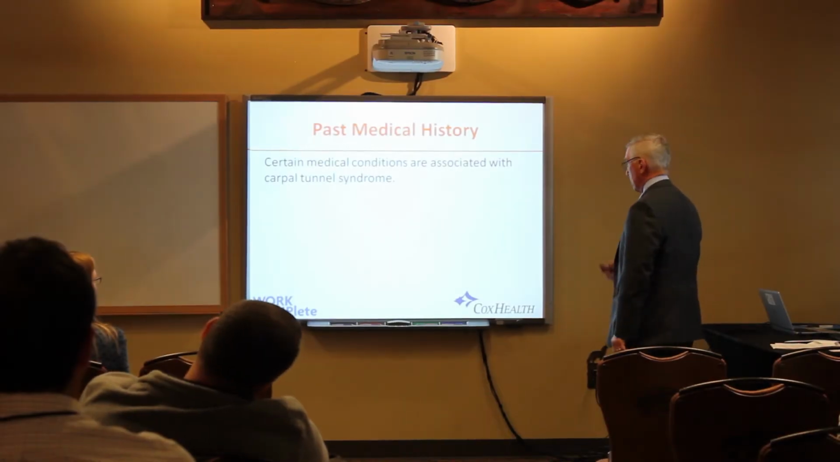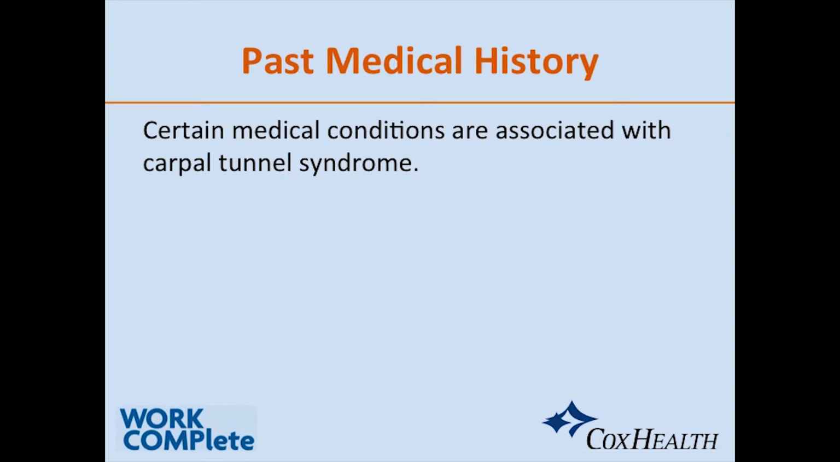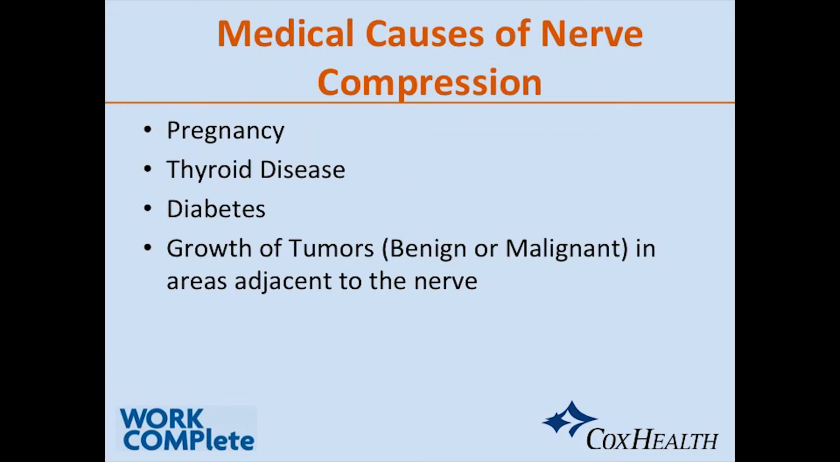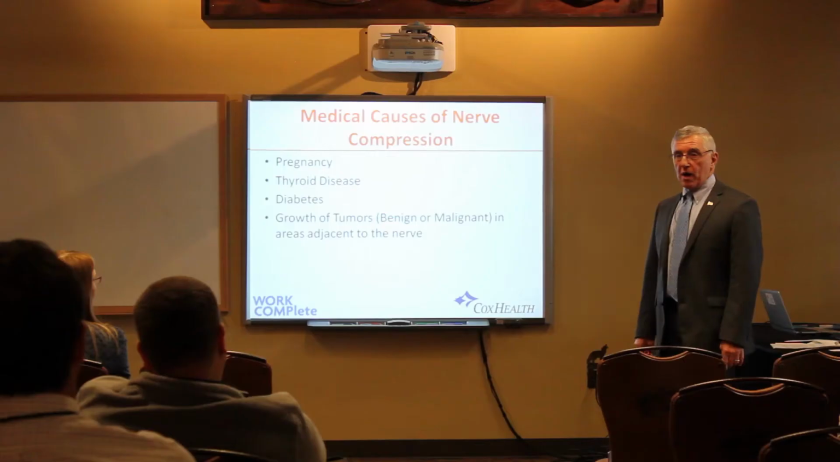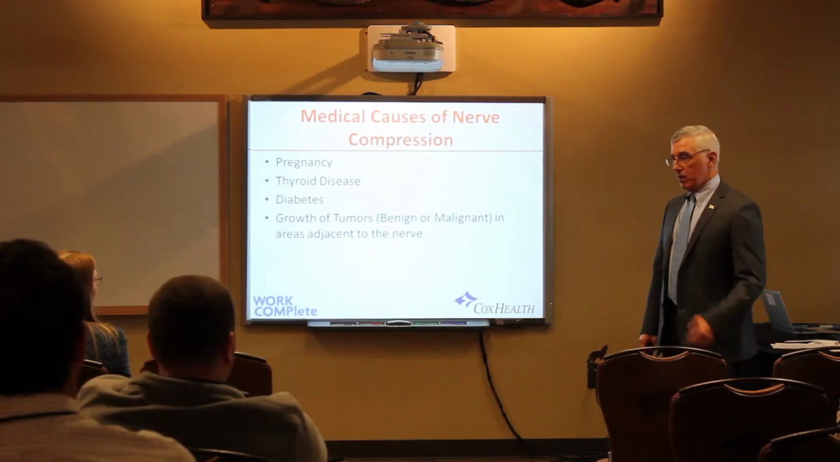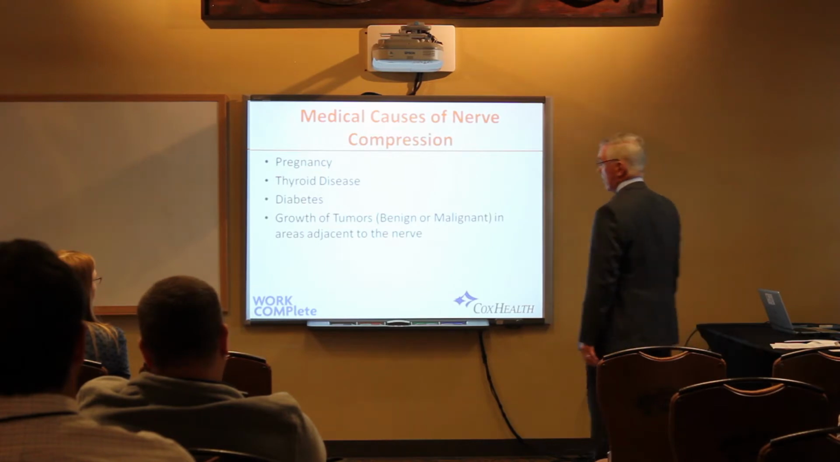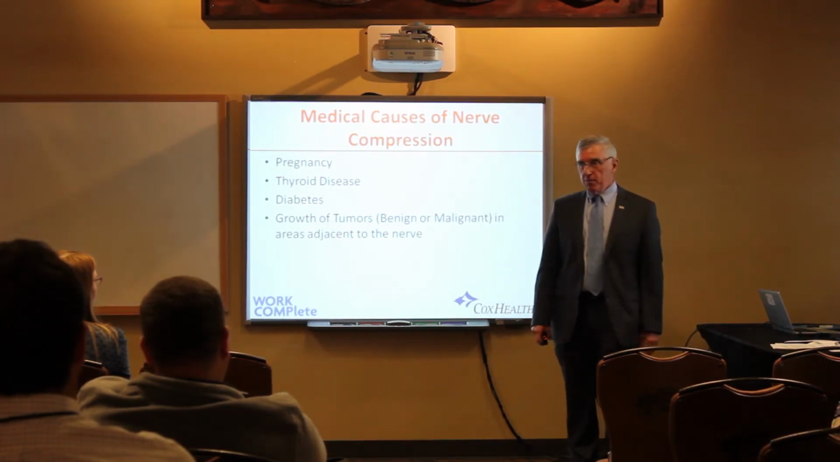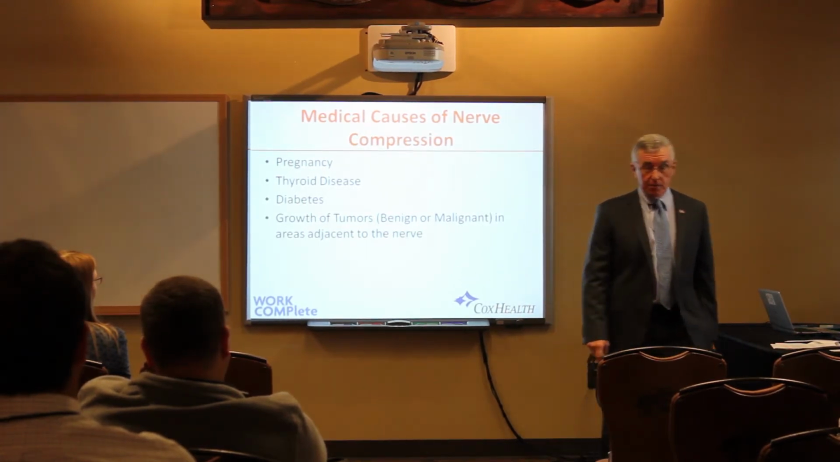Now, certain medical conditions are associated with carpal tunnel syndrome: pregnancy, thyroid disease, diabetes, and growth of tumors in that area. This is why we ask these people these detailed questions. The nurses a lot of times do that for us. Some of us like to do it ourselves just because that's what I've always done.